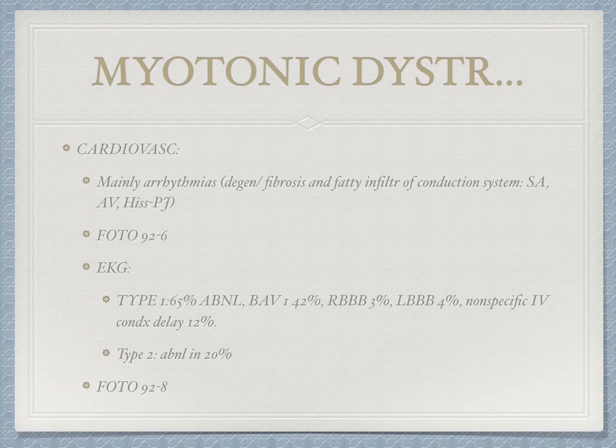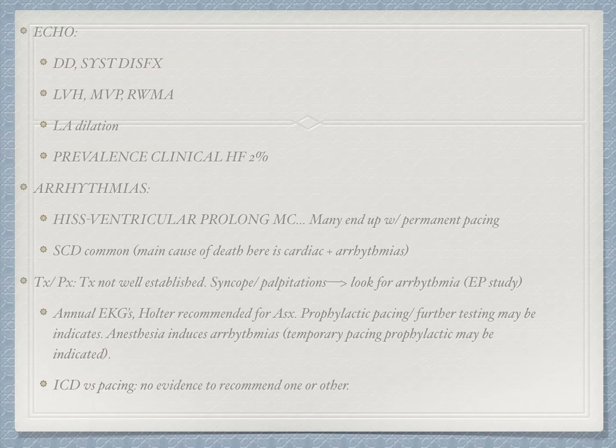Cardiovascular manifestations, mainly arrhythmias. In type 1, you'll see 65% of patients with abnormal EKGs, and in type 2, only 20% abnormal EKGs. Echocardiographic findings: diastolic dysfunction that usually precedes systolic dysfunction, left ventricular hypertrophy, left atrial dilation, mitral valve prolapse, and regional wall motion abnormalities. Prevalence of clinical heart failure is pretty low, only 2%.